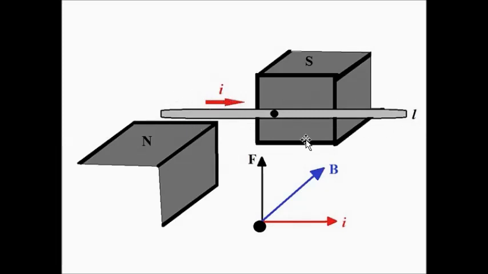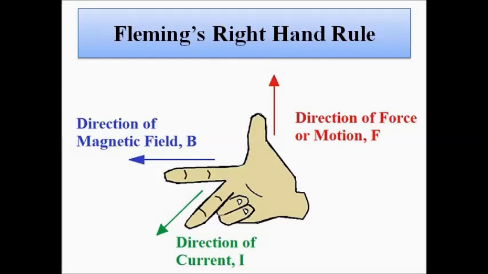Let's say this metallic conductor of length L is placed in the magnetic field produced by the magnet. Now let's say a current I flows through the metallic conductor. The important fact to remember here is that the direction of the current, the direction of the magnetic flux, and the direction of the induced force are in mutually perpendicular directions. This is the same as that in Fleming's rule.